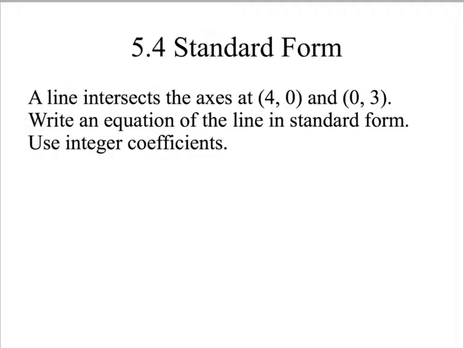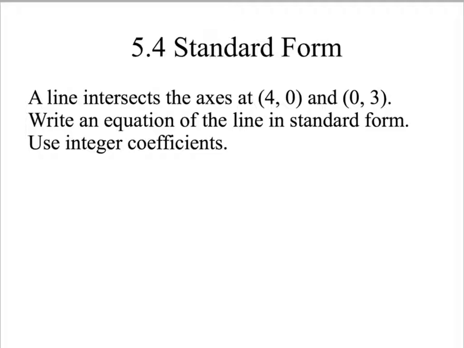Okay, so now we have a line that intersects the axes at 4, 0 and 0, 3. We're going to write this in standard form. All right? So now, if you look at this problem, how can we do this? We are not given a slope. We are given 2 points. How could you figure that out? Well, we would figure it out by figuring out the slope.